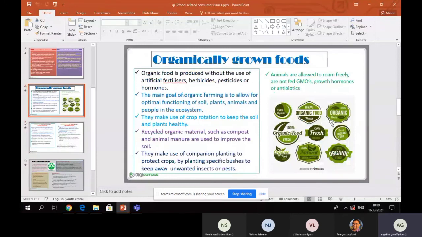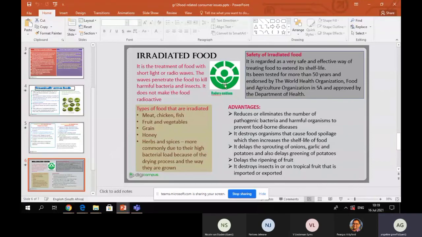just quickly coming back, there's just some type of labeling that they sometimes use to indicate that something is organically grown. Okay, but I'm over here now with irradiated food. Right, there you can see the Radura emblem that they sometimes use to indicate that the food has been irradiated. Right, there you can see the types of food. You need to be aware of the types of foods that are irradiated. Right, you will find that foods with high fat are normally not irradiated. The more common ones are herbs and spices, and this is due to the bacterial load because of the drying process and the way they are grown.